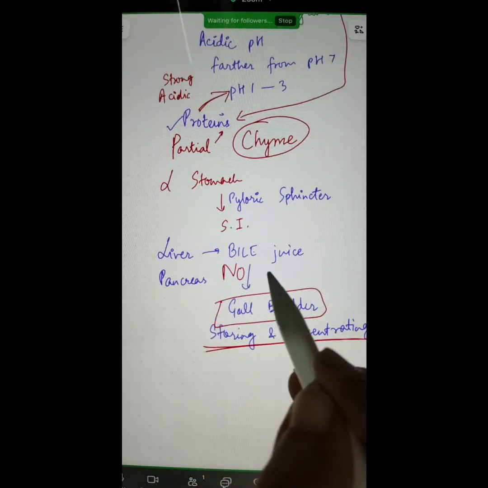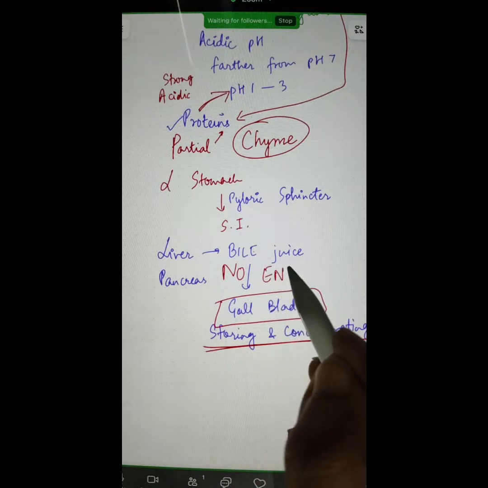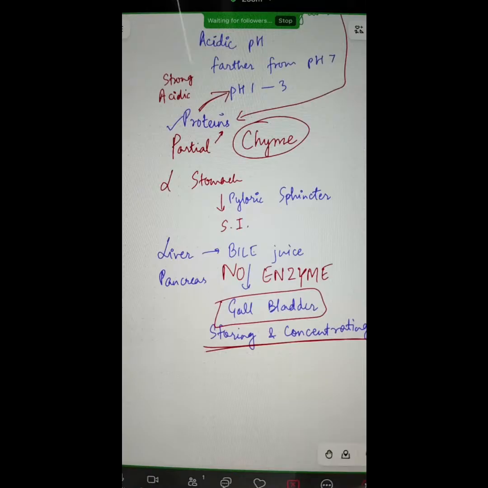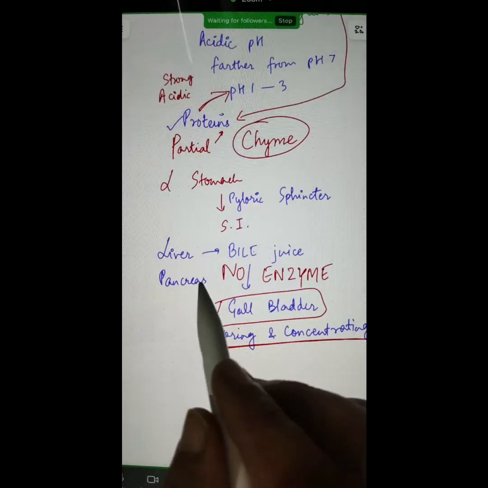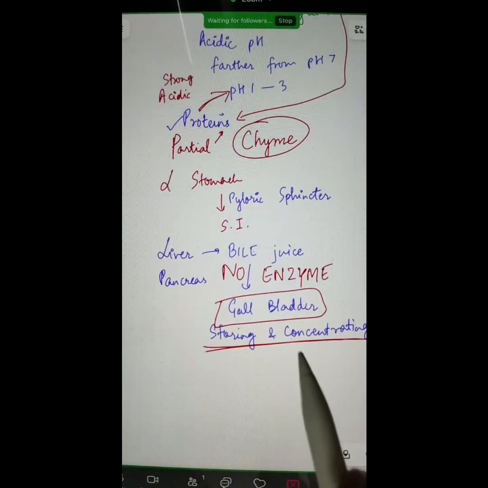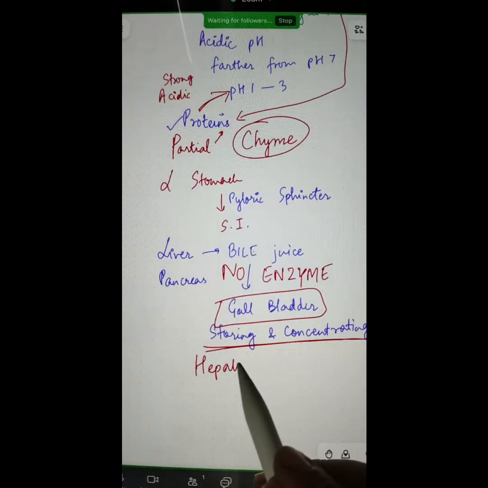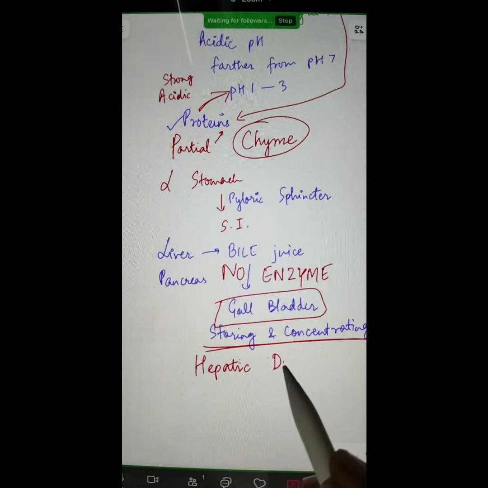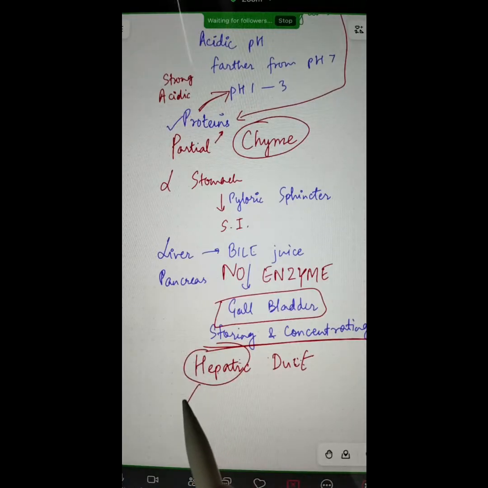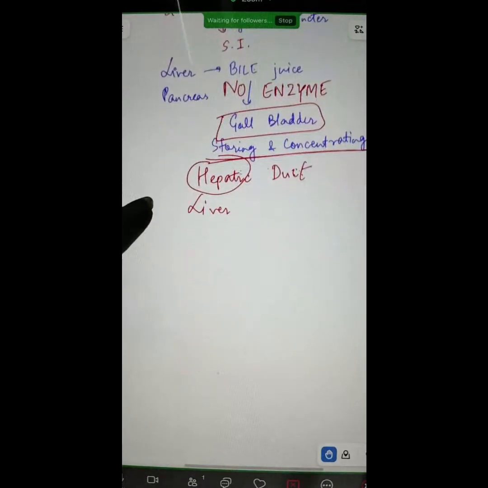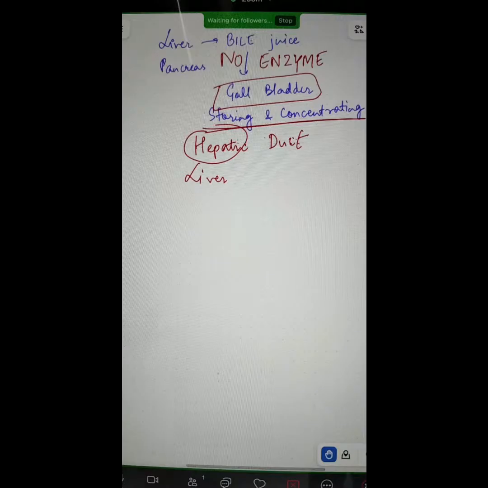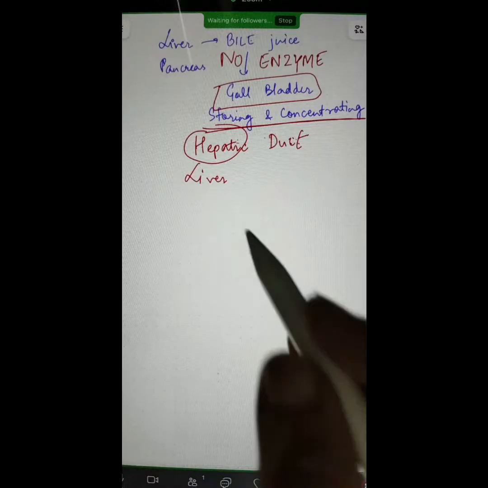Remember, very important question for class 10th, no enzyme is there in the bile. So bile is just the juice. We will be talking about its function as well. So liver is producing bile, and the bile is going to the gallbladder, and then it reaches the small intestine with the help of a duct which is known as hepatic duct. Whenever you will read the word hepatic, hepa is always related to the liver. I hope I am clear with this. Now, hepatic duct is bringing bile. It has to reach the small intestine.